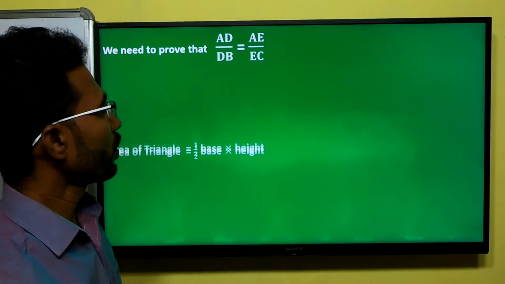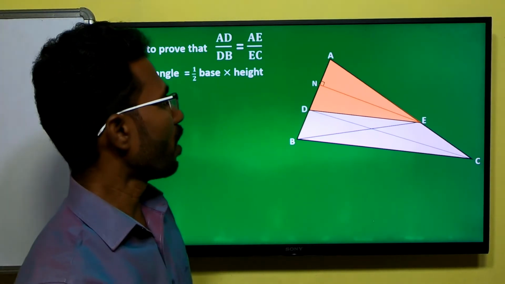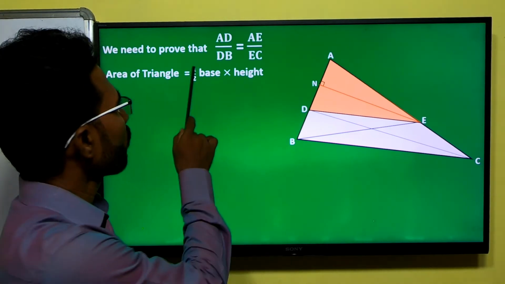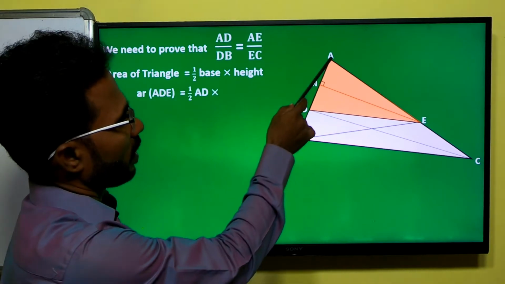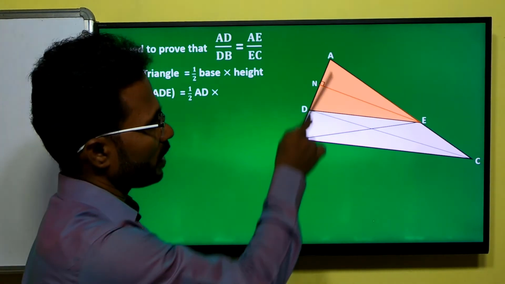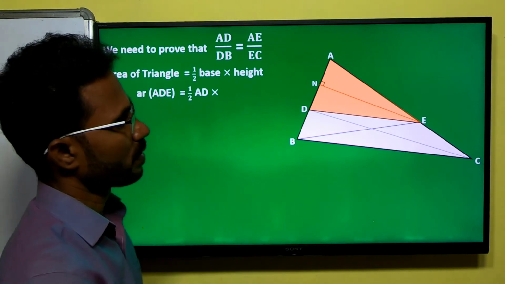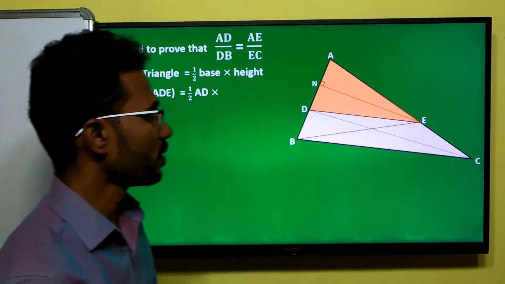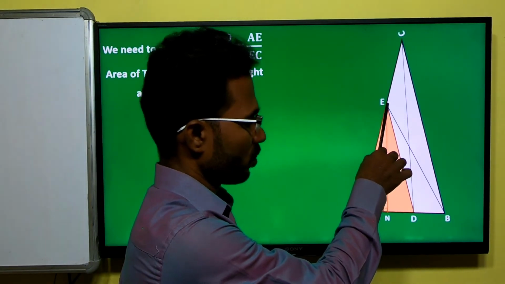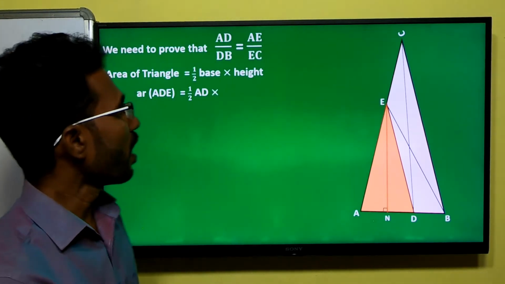To prove this, we are going to use the formula: area of the triangle is equal to half into base into height, right? So for triangle ADE, the base is AD, so the area is half into AD. What is the height? The height of the triangle is nothing but a perpendicular line drawn from the vertex. So EN is the height of this triangle.